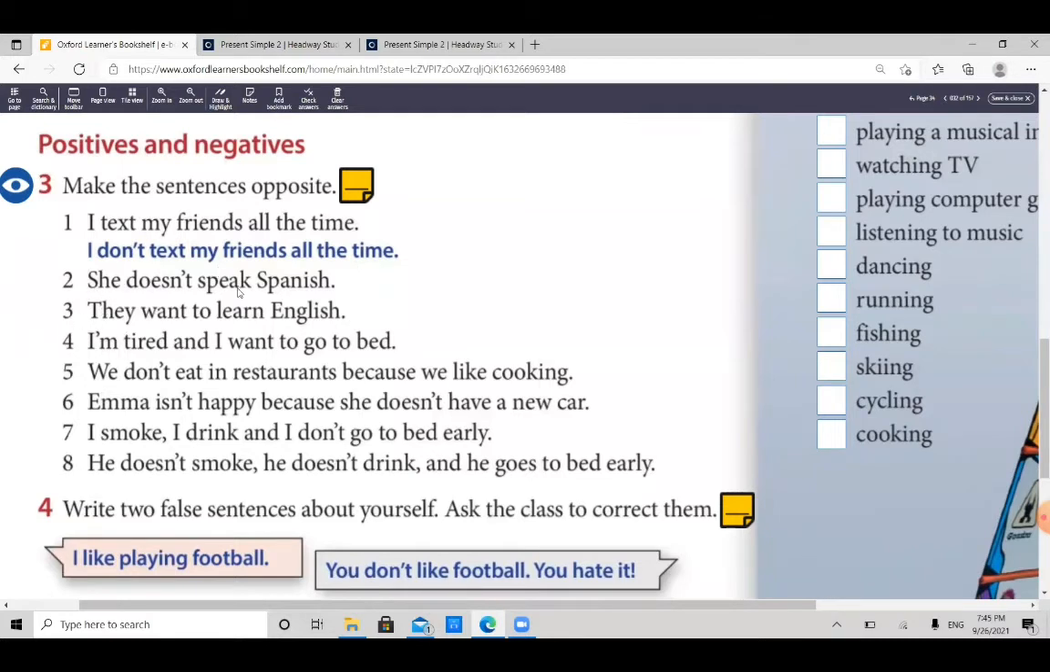Now we have number 2, negative. I need to delete the helping verb and not. Yes, Muna. She doesn't speak Spanish. She speaks Spanish. Excellent. So the answer is speaks, I add S. Wujdan? They want to learn English. They don't want to learn English. Very good.